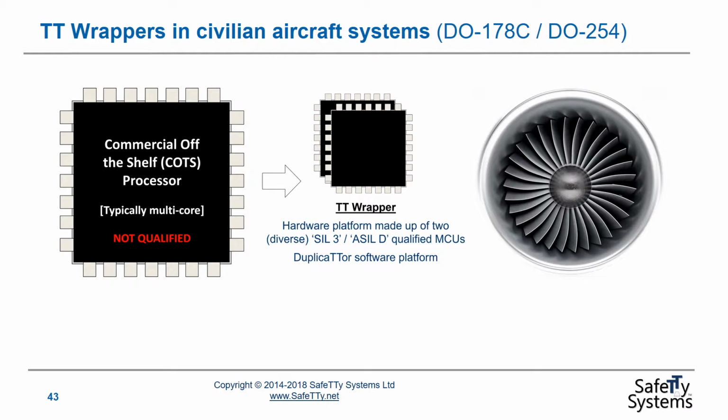And we are required to have a safety net mechanism around such processors to ensure that they can operate safely in compliance with international standards DO178C and DO254 in this domain. So in this case, we're assuming that we can use a TT wrapper made up of some appropriately qualified microcontrollers to implement an appropriate safety net mechanism for wrapping up the outputs from these commercial off-the-shelf processors.